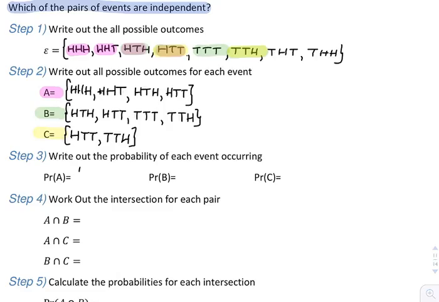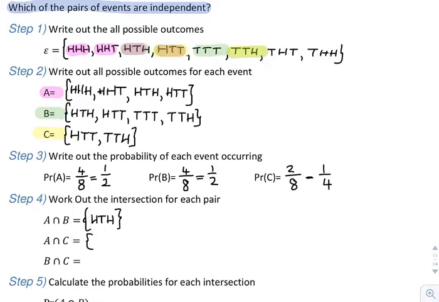Next step is to write out the probability of each of these events occurring. So there are 4 outcomes for the probability of A out of a total of 8, so 4 eighths, 1/2. Same for the probability of B. Probability of C is 1/4.